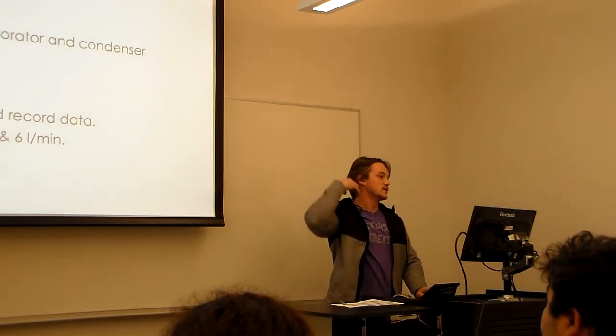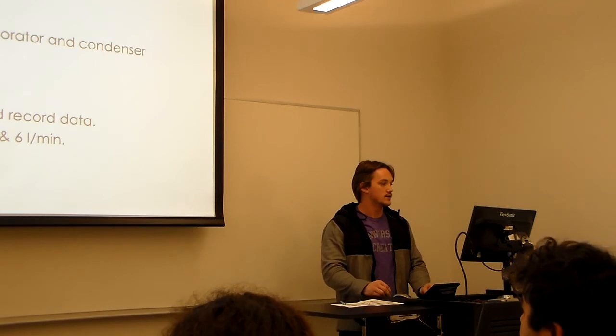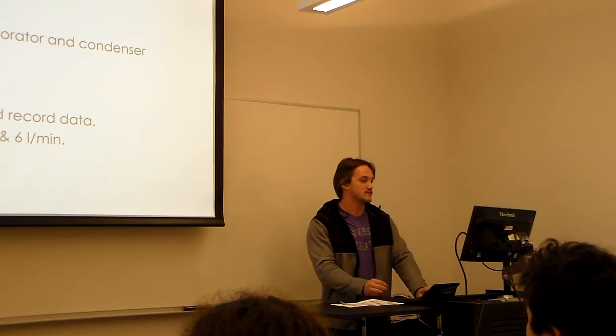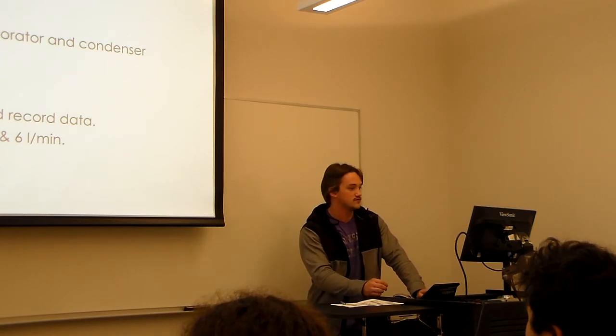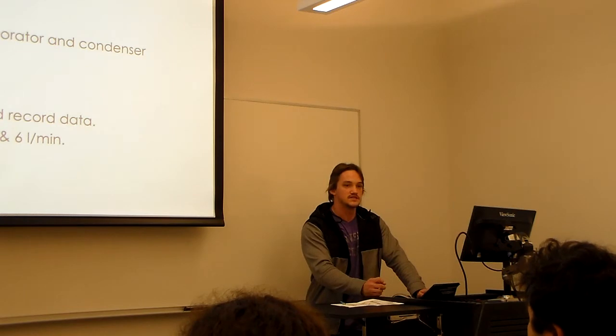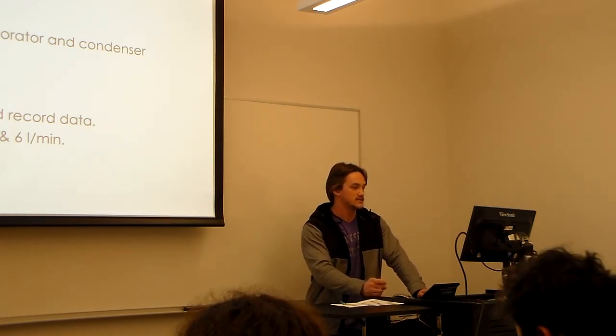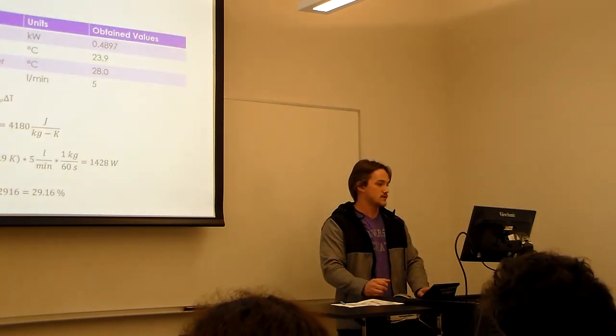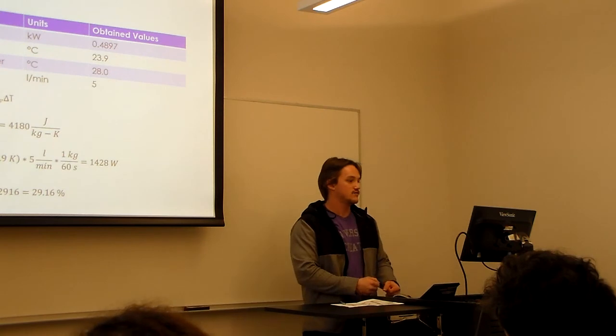So the procedure was, we started the software and opened the evaporator and the condenser valves. Then we set the water flow rate to 5 liters per minute, switched on the compressor, let the system become stable, and recorded the data. And then we repeated that same process for flow rates of 3, 4.5, and 6 liters per minute. And here are the results for 5.